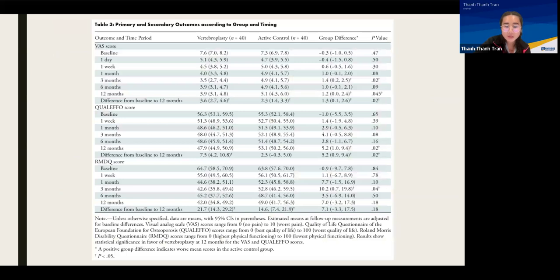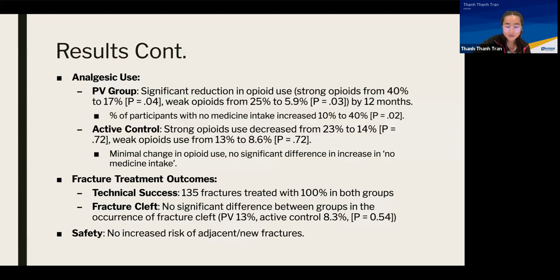And this is Table 3 taken from the article. It shows us all the data collected for the 3 outcomes at the various times during the 12 months period. All right, results continued. This trial also looked into additional outcome measures in the PV and active control groups. The first outcome measure they looked into was analgesic use over the 12 months follow-up in both groups.